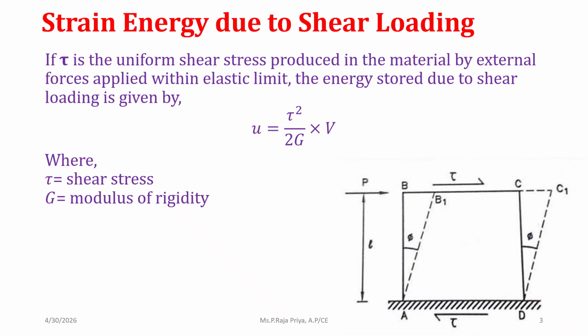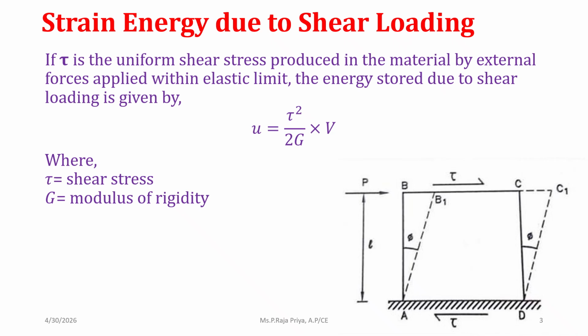And the energy stored due to loading, we have already seen, is sigma square by 2E into V. Here, since it is shear load, we are taking tau square by 2G, where G is the modulus of rigidity and V is the volume. So this is the strain energy due to shear loading.